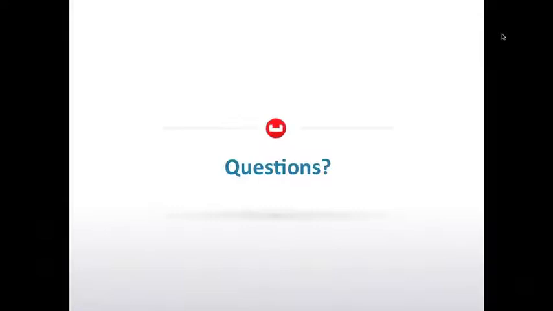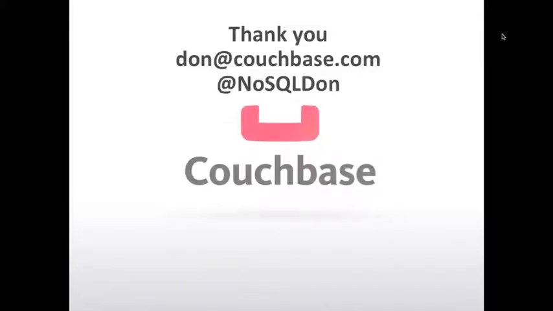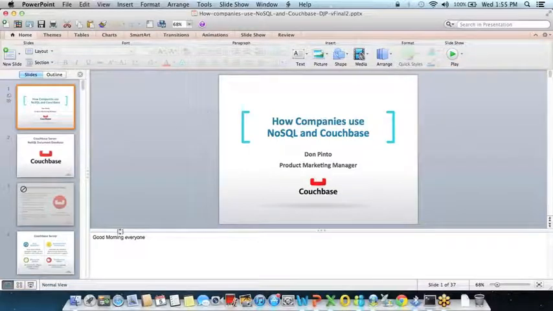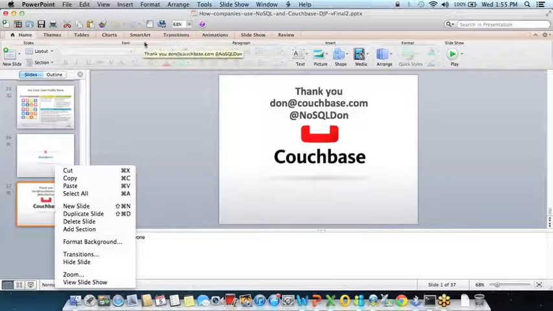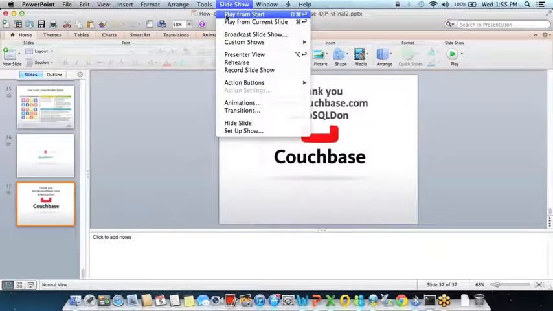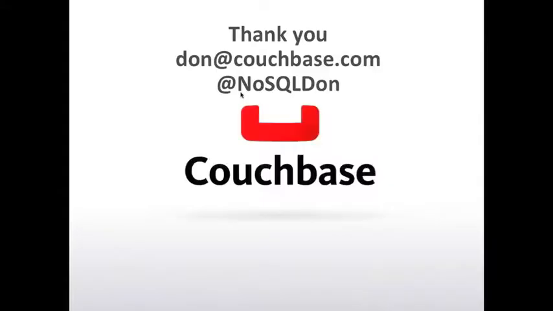Great, thanks, Don. Got a couple of questions here from folks in the audience. One question was about Couchbase storing in memory first, and then writing to disk. Since Couchbase stores a working set in memory, how often does it write the data to disk?